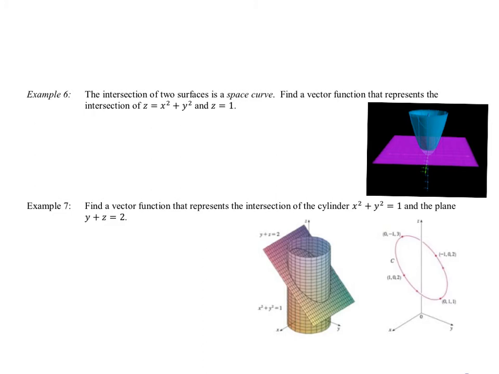So if you remember back from chapter 9, z equal to x squared plus y squared, this is a paraboloid. I've graphed this over on the right side in blue here, and I'll zoom in on that a little bit. And then z equal to 1, we should know what that looks like. That's going to be a plane, and that plane is going to be parallel to the xy plane. So when we intersect these two surfaces, we get a curve in space, which we call a space curve.